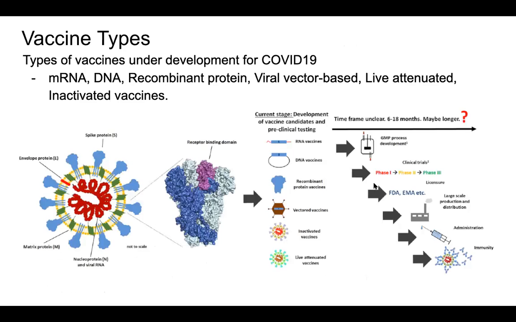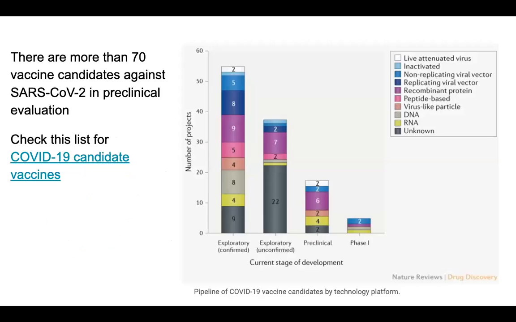So of the vaccine types, the ones to focus on, I would say, are RNA, DNA, recombinant protein, viral vector-based, and live or inactivated viruses. And the time frame, it's going to be at least another 6 months, but probably more like a year.